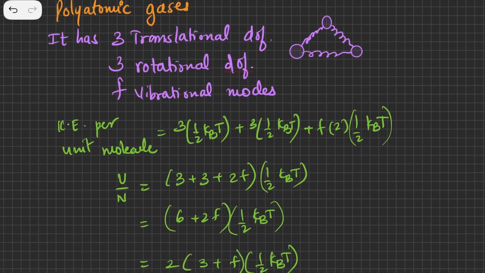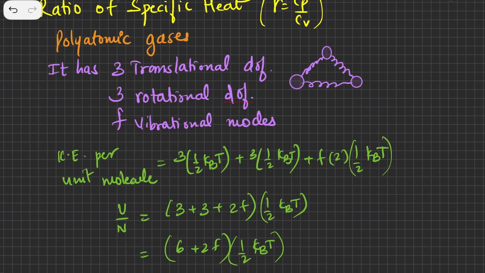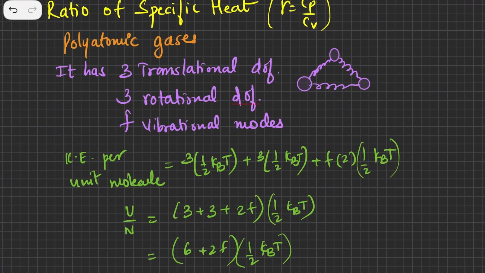Now, once you are through with finding out the degrees of freedom, almost half the part is done. Now, kinetic energy per unit molecule is given by... In our previous videos, we have understood that each degree of freedom brings in half kBT. So 3 translational will bring 3 half kBTs, 3 rotational will bring 3 half kBTs, and f vibrational modes.